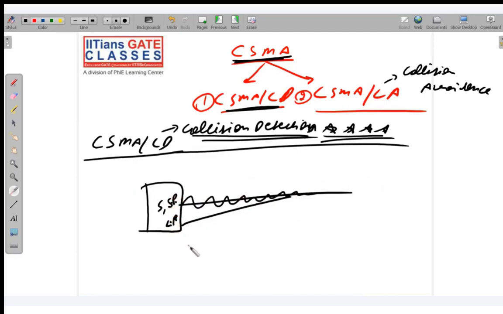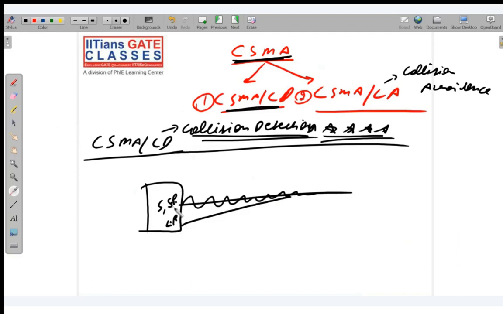So please take the notes. In CSMA CD, the station does not check for collision after transmission. Rather, it keeps on sending frames and simultaneously checks for collision.